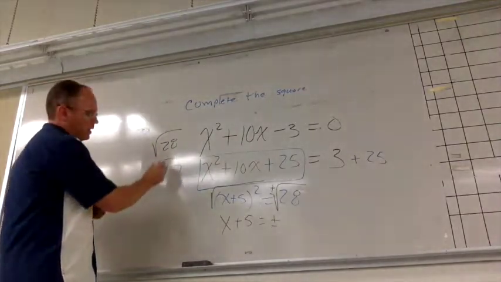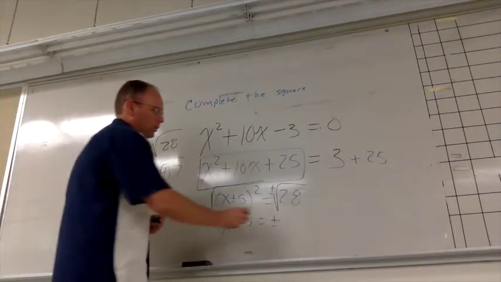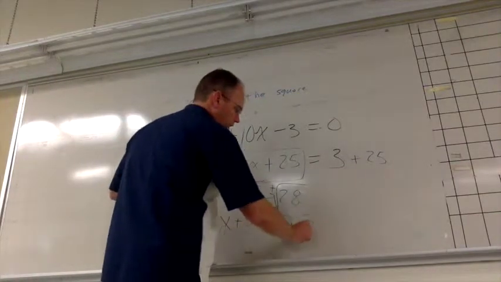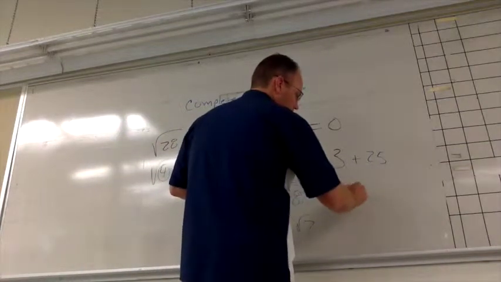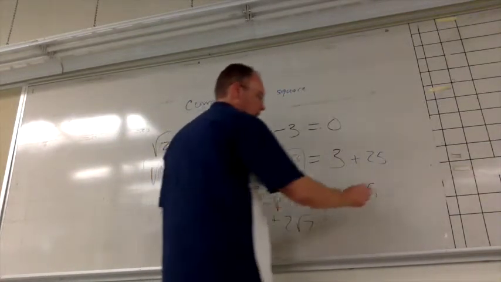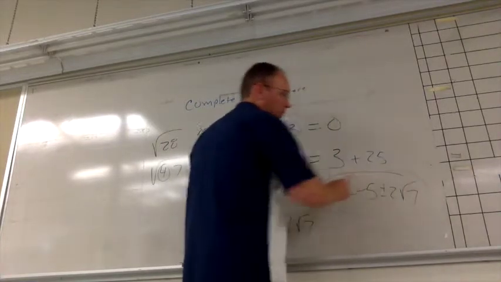The reason I do that is 4 is our largest perfect square. So the square root of 4 is 2. So this is going to become 2 root 7. Now I just need to subtract the 5. So I'm going to get x is equal to negative 5 plus or minus 2 square root 7. And that's my exact answer.